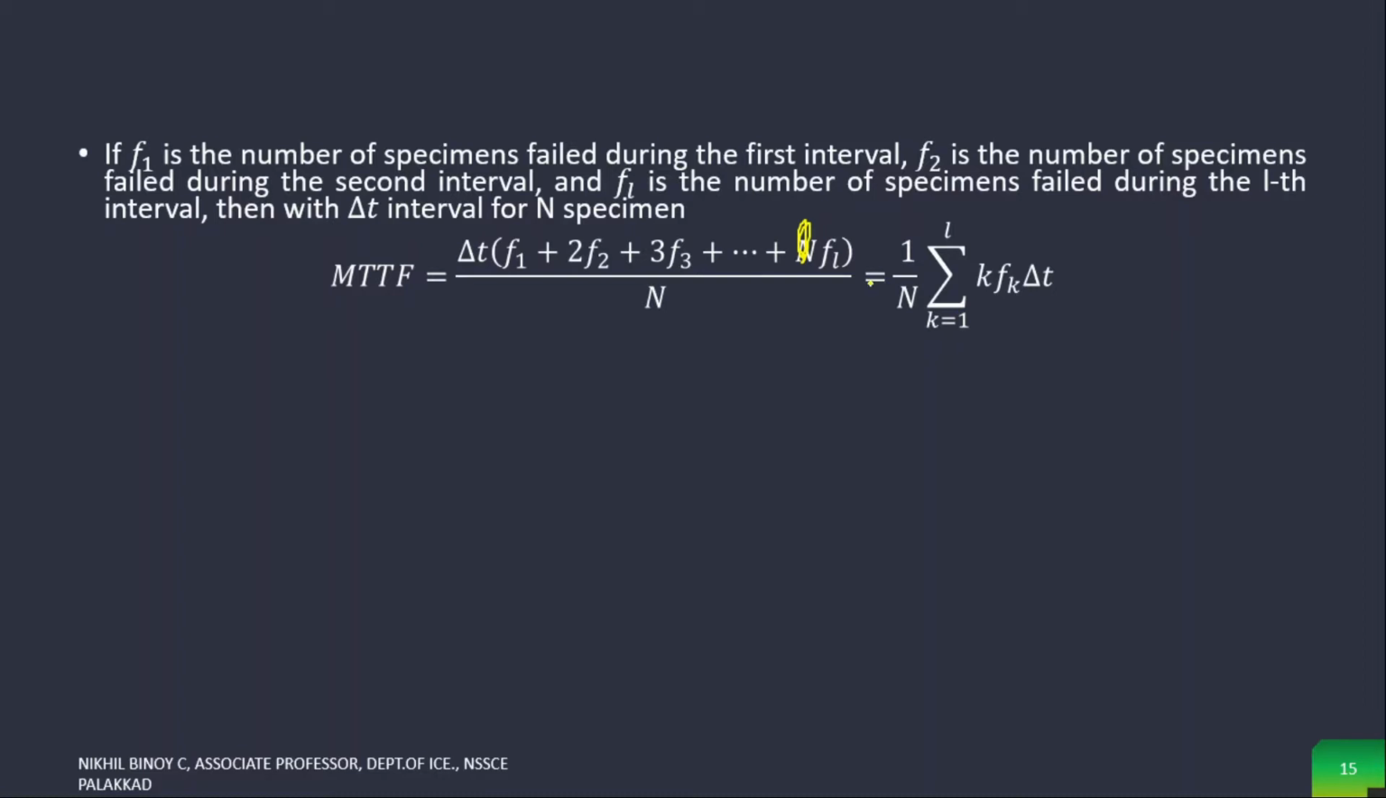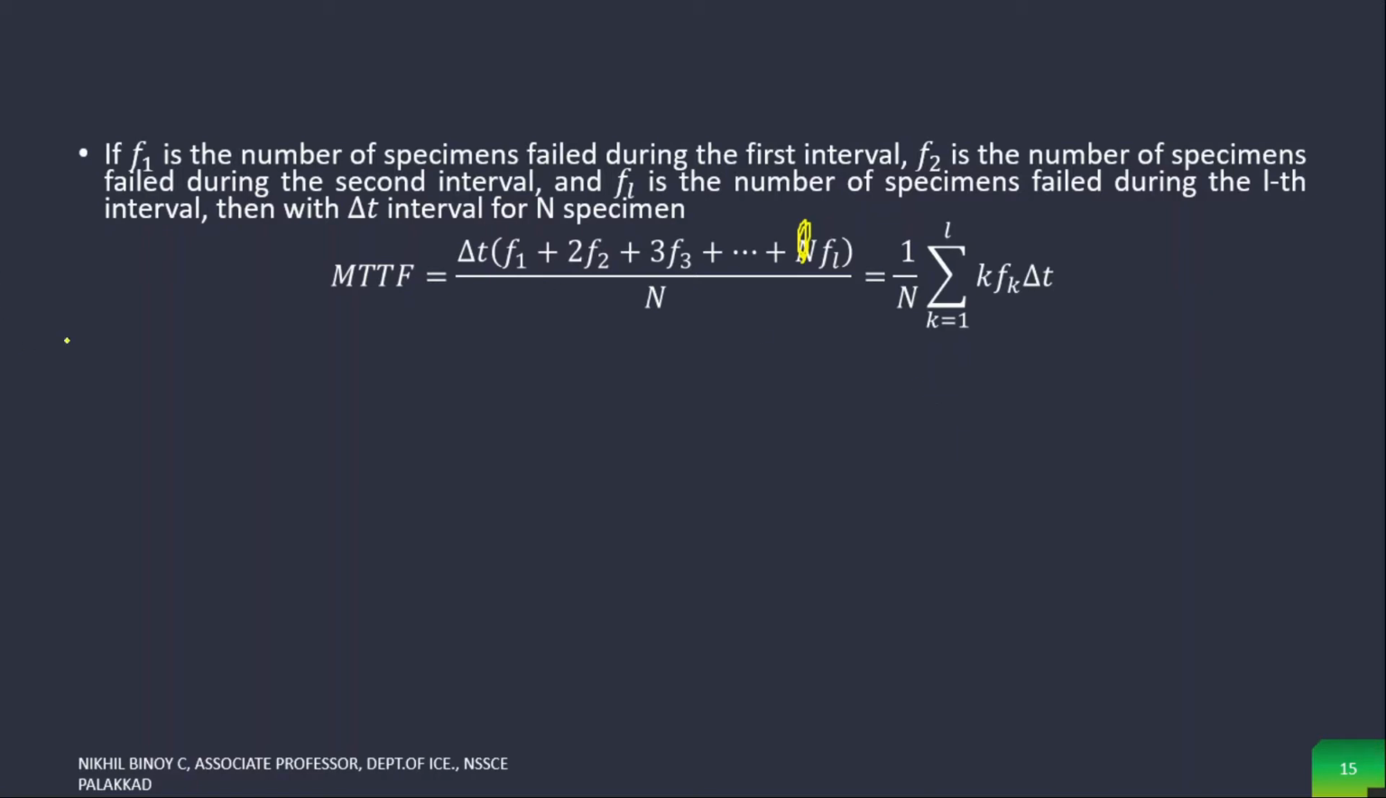We can write it as 1 by N into sigma k equal to 1 to L of k fk into delta t. Is it okay, all of you? We can use this equation, but if delta t equals 1, we can remove the term delta t. For table 1, delta t equals 1, so there is no need to use delta t. Otherwise, we have to use delta t. So this one is mean time to failure.